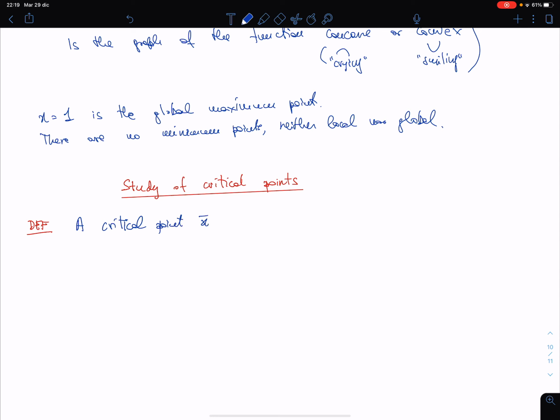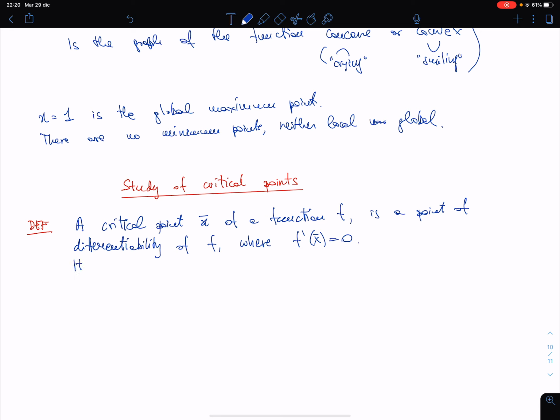x bar of a function f is a point of differentiability of f, a point where f is differentiable. Moreover, where f prime of x bar is equal to 0. It is also called a stationary point.